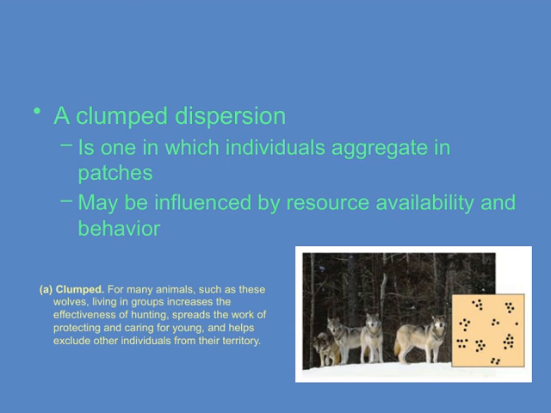Plus, grouping together helps them defend their territory by excluding other individuals. So, this clumped pattern is really about maximizing survival and reproductive success based on resource availability and social behavior. It ties into the overall theme of how organisms adapt their spatial arrangements to improve their chances in the wild.